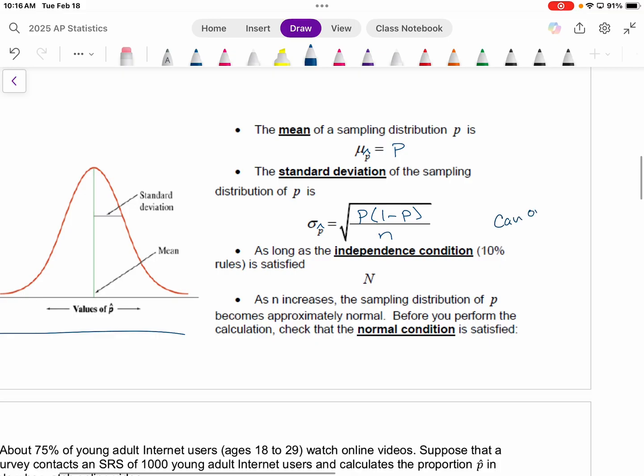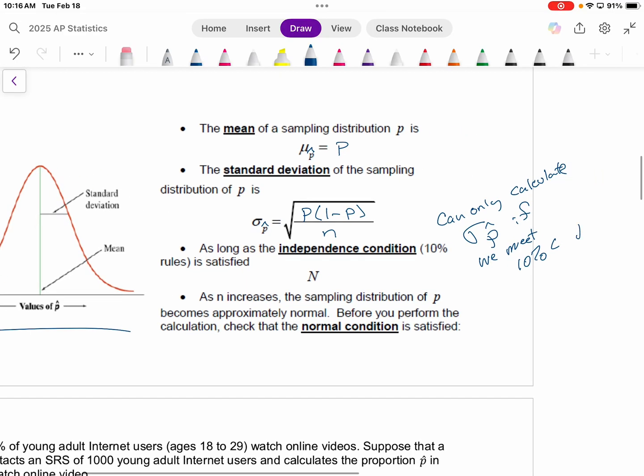We can only calculate that standard deviation of p hat if we meet the 10% condition. Remember, we use the 10% condition for the independence part. So we need to check to see, do we meet that independence condition? If we do, then let's calculate what the new standard deviation is. If we don't meet it, there's no point to calculate it, because that's not going to help us if we fail the independence part.